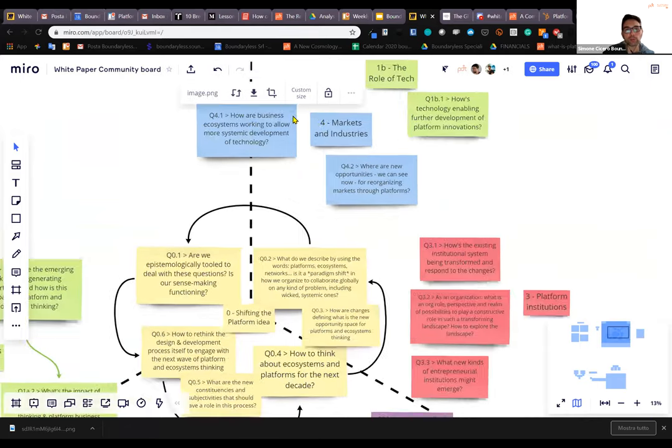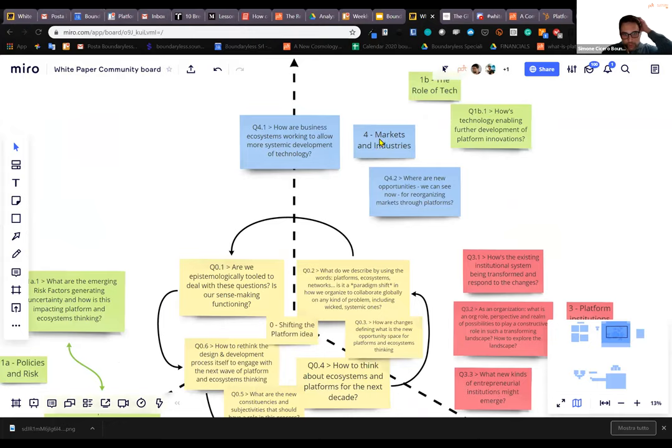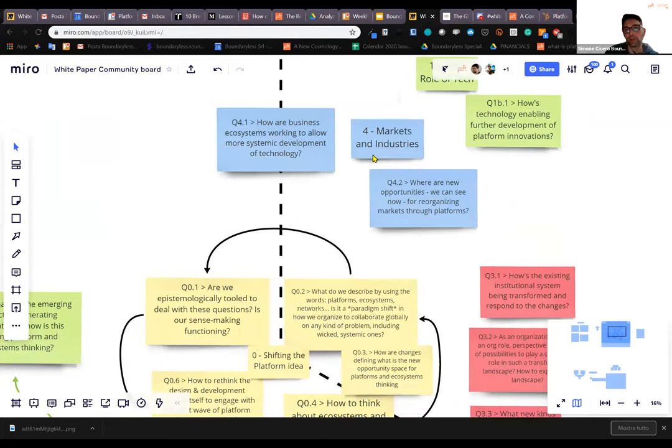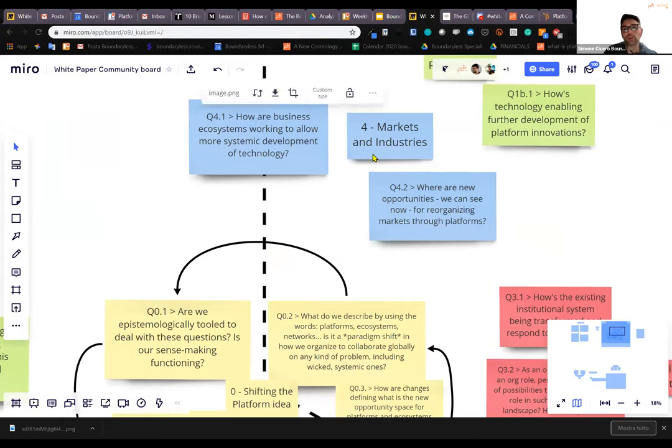And let's move into area number four, which is the last one, and it's about markets and industries. Here I would say it's probably the more mundane part of the research, the one that may be a little bit more allergic for change makers. But the question here is really about what are the new opportunities?